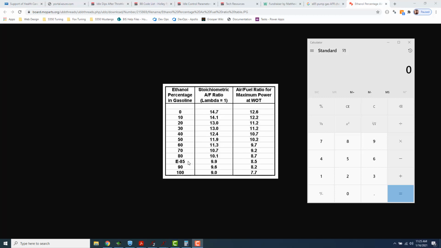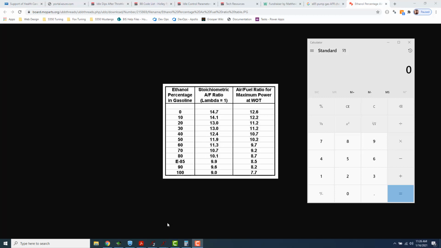But on E85, you see the numbers substantially lower. It's 9.9. And depending on the specific amount of ethanol you have, pump gas E85 usually isn't actually E85. Sometimes it is, but not always. So it could be somewhere in the middle. But the point here is that you need way more fuel with E85 to get to the same lambda value of 1.